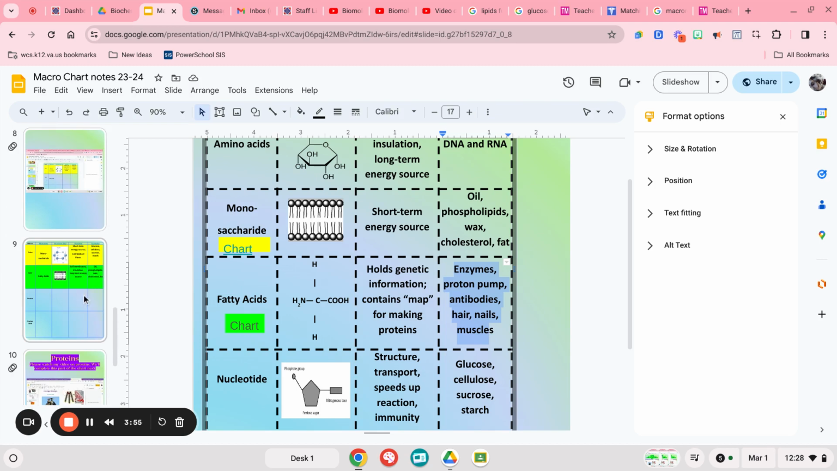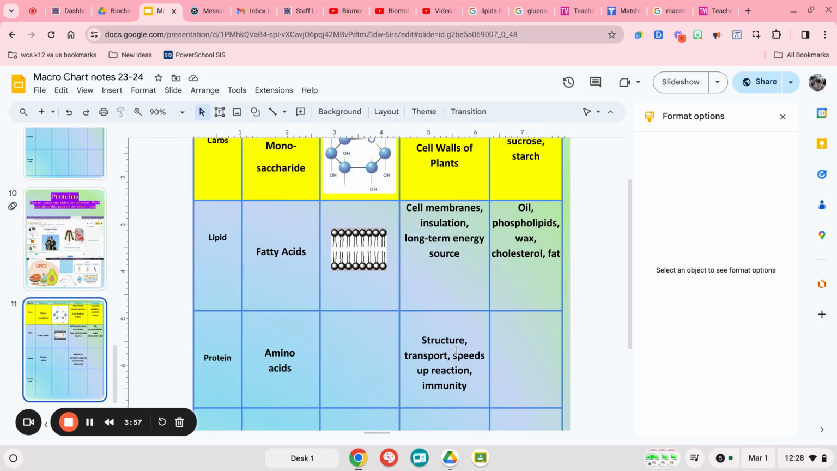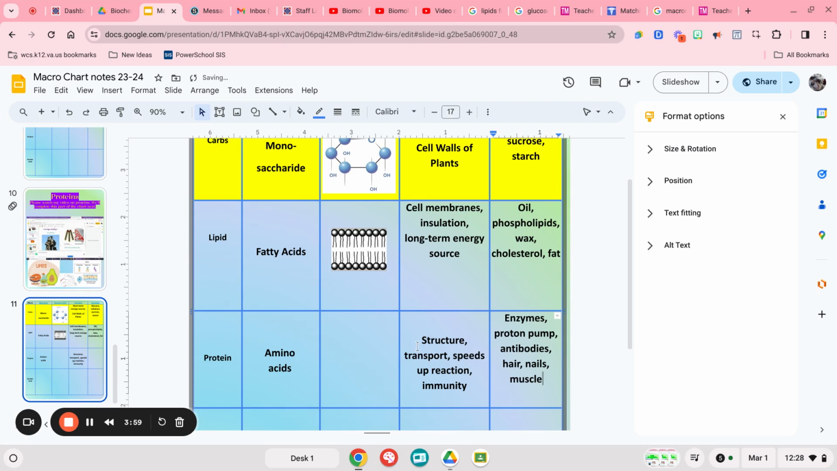So add that bad boy to our chart if I can ever get back to it. There we go.